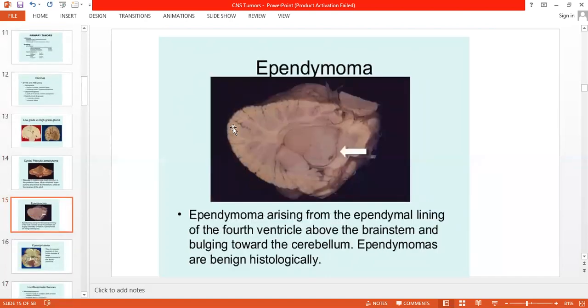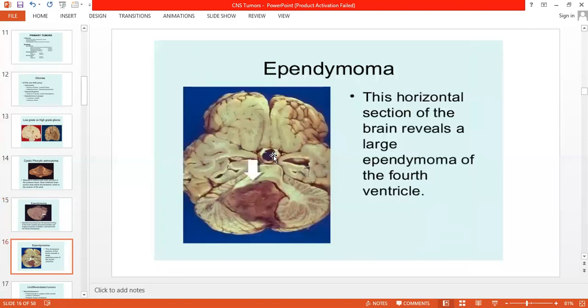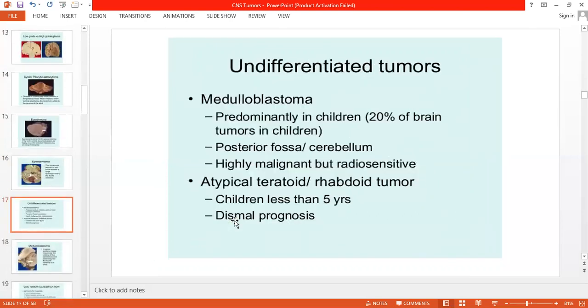Ependymoma located within the fourth ventricle. We have pons, the brainstem, the cerebellum, and this is the fourth ventricle. Then again, an ependymoma predominantly located in the fourth ventricle and compressing the right cerebellar hemisphere.